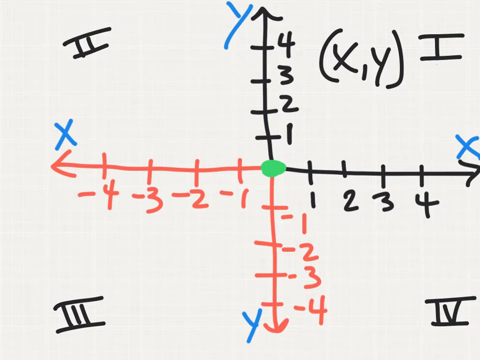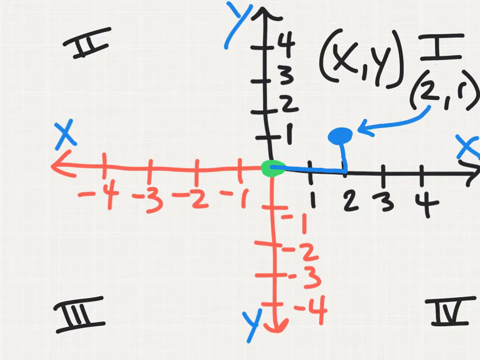First x, then y. So if I wanted to graph the ordered pair of (2, 1), I would start at the origin. The x value is 2, so I move right along the x-axis to 2, and then the y value is 1, so I travel up the y-axis to 1. This point here is x 2, y 1. So the ordered pair (2, 1) is this point on the coordinate plane.